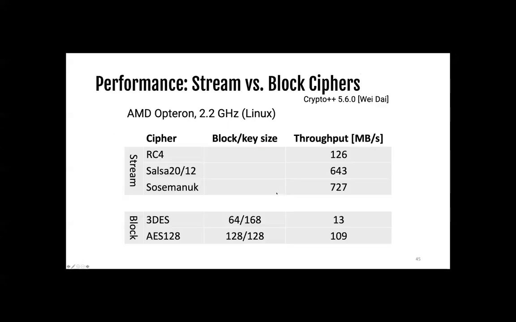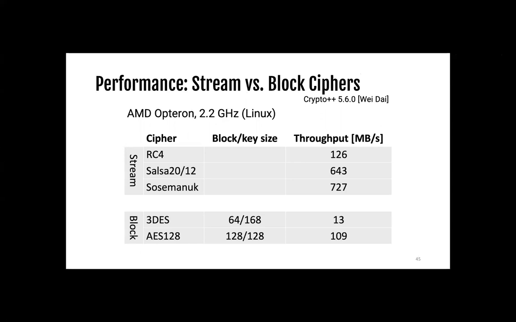Okay. So here, this is something that I want to show you guys. For stream cipher and block cipher, there was a performance evaluation, a comparison in terms of performance between these two types of ciphers. And as you see here, for a stream cipher, the throughput is relatively larger than the block ciphers. Usually for stream cipher, you can get hundreds of MB per second, which is pretty fast.